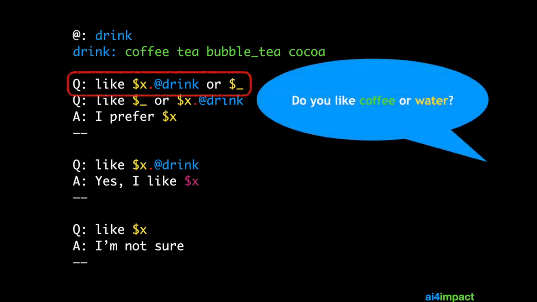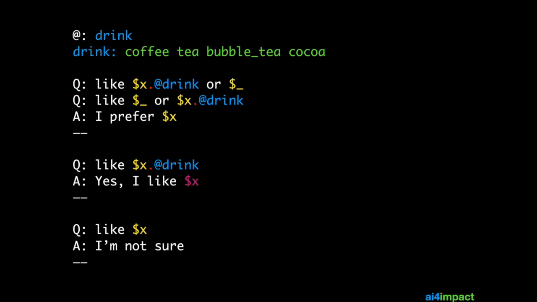Let's look at the question, do you like coffee or water? Because coffee is a drink, it matches the first position, and the $ underscore, or the discard match, will match water. That's correct. So this will have a response, I prefer coffee.